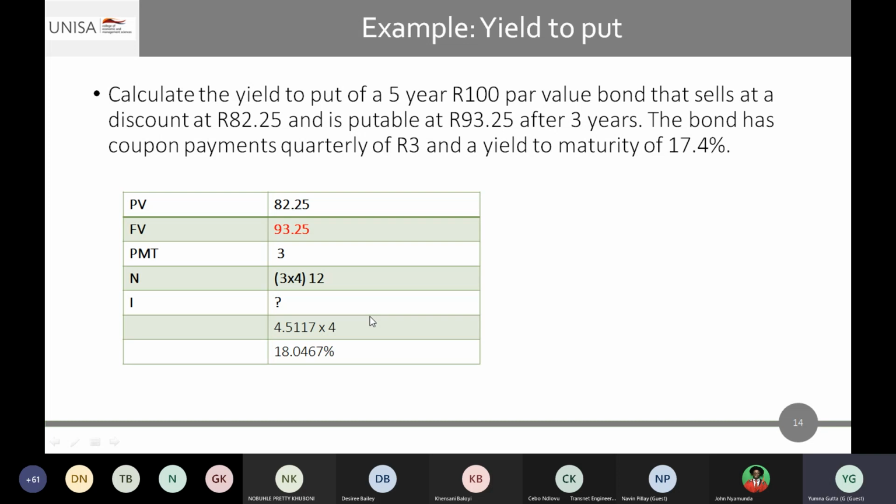In your payment, they've given us the payment in this question. So we have to read our question nicely. So they gave us the payment is quarterly 3 rand. Then our period, we have 12 periods over this 3 years because it's a quarterly payment. We're getting paid 12 times. This 3 rand is coming to us 12 times over the 3 years. We get 4 payments per year. And then you compute your interest rate and you're supposed to get 4.5117.